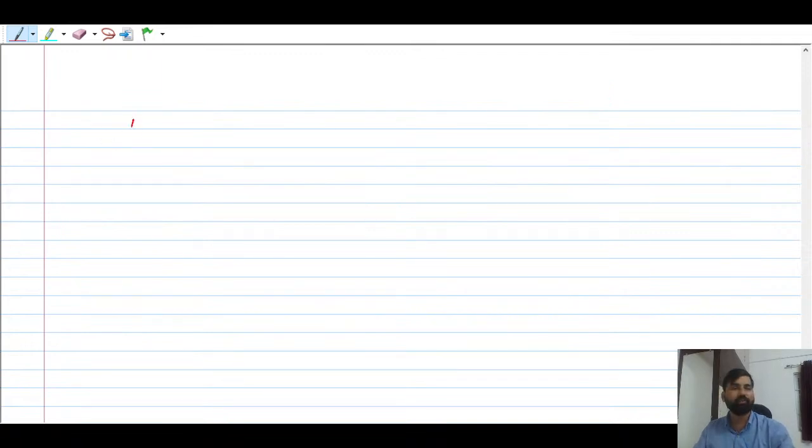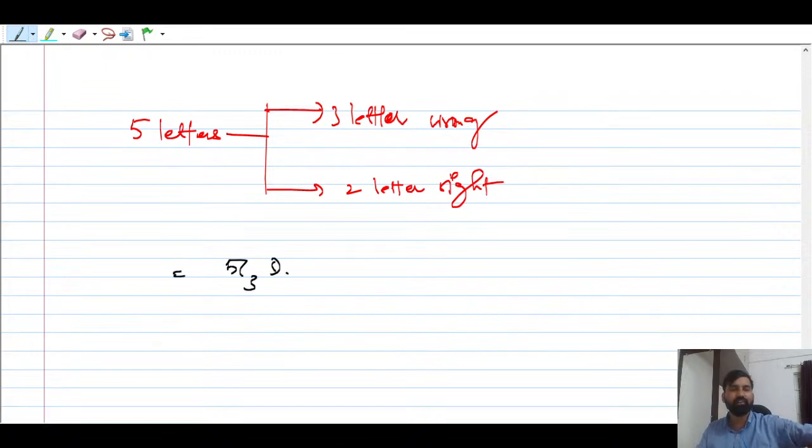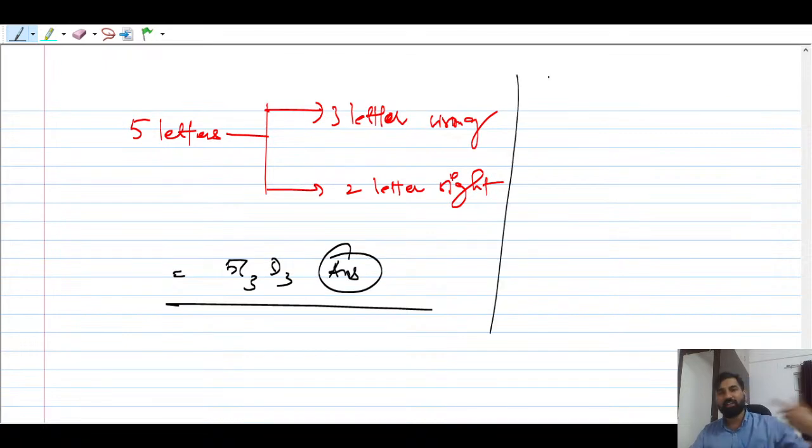Suppose you have got 5 letters, and 3 letters occupy the wrong place, and 2 letters occupy the right place. How many ways are there? How can you derange, right? So what will the answer be? 5C3 and D3. Okay, 5C3 D3. This is the answer.